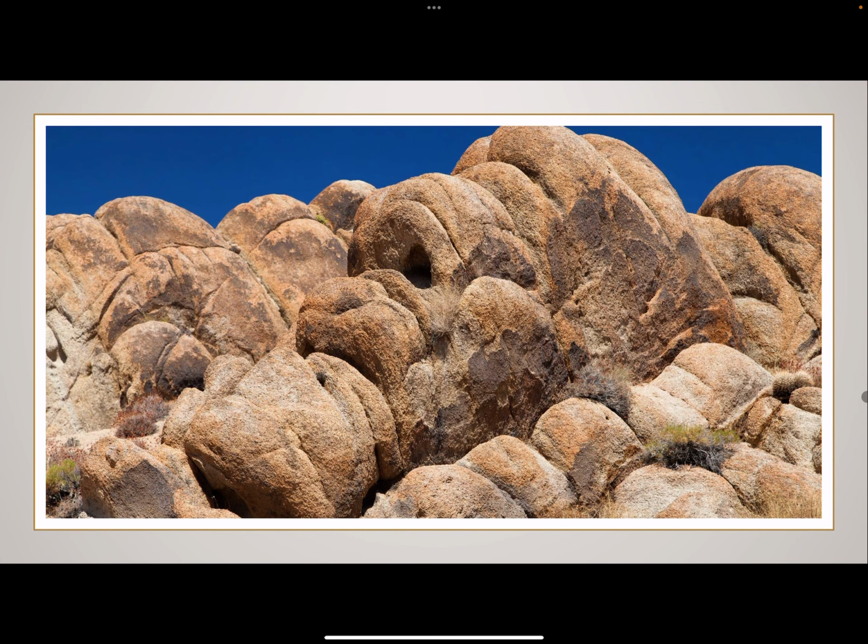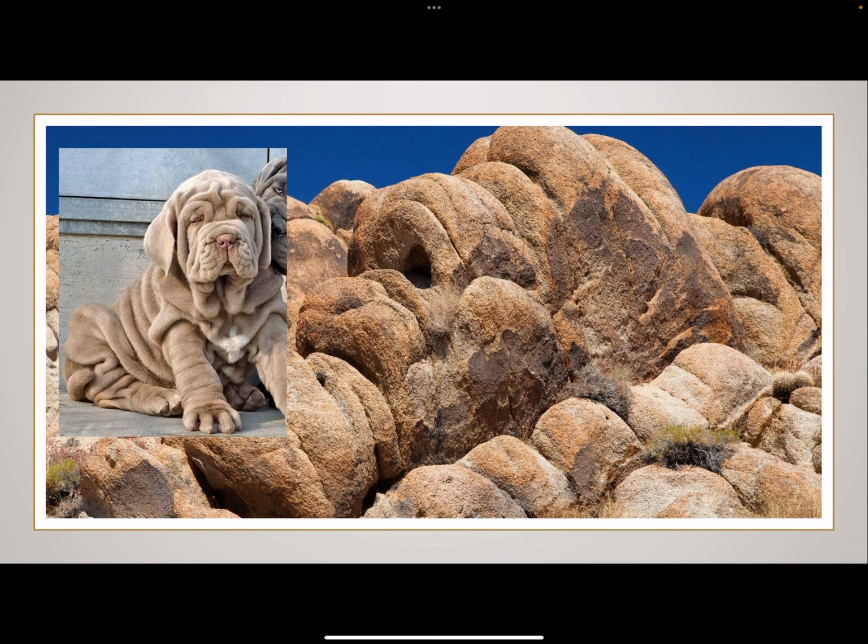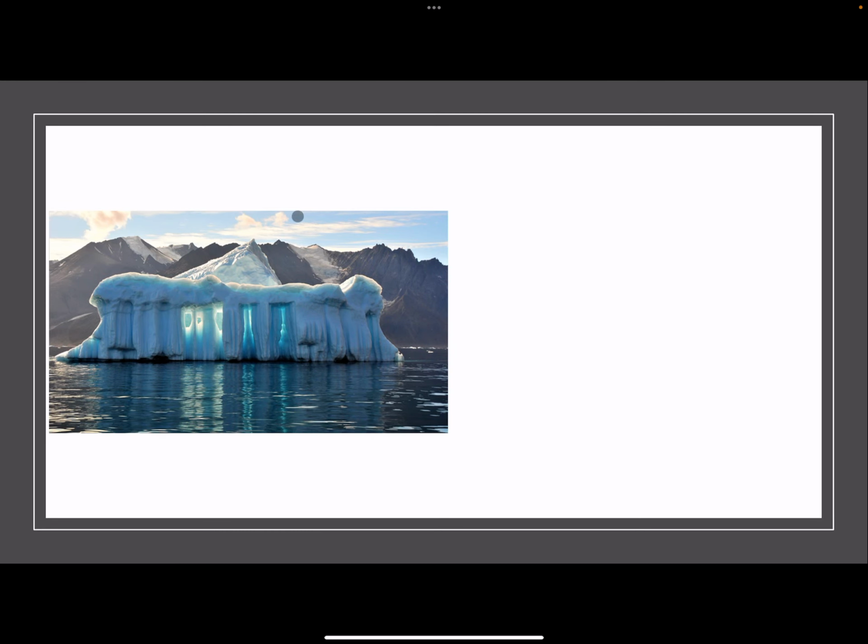What about this one? This one's been a little bit harder for some students. So literally we have some rocks, but in terms of figuratively, I see one of these droopy dogs, right? So we've got the eyes, the nose, the mouth, big floppy ear, top of the head. What about this? Literal versus figurative.